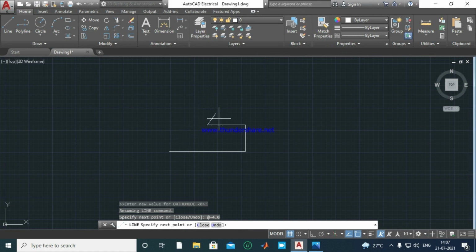I need to draw the line of length 3 in y direction. Again I am using @ sign here. X value will become 0 and y value will be 3, as you are going to draw the line in upward direction, so it will get positive value.